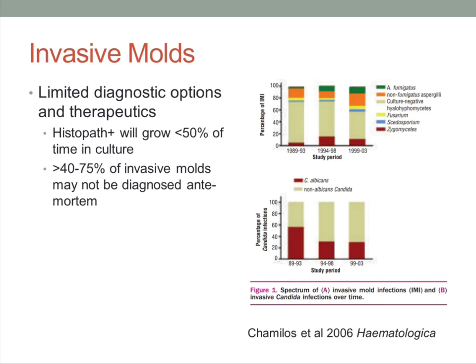Aspergillus is the orange and the green, and then Zygomycosis is the red. So it did increase substantially since the early 90s. It's gone down a little bit up to 2003. This study was published 20 years ago, obviously, so it'd be interesting to look at since then.